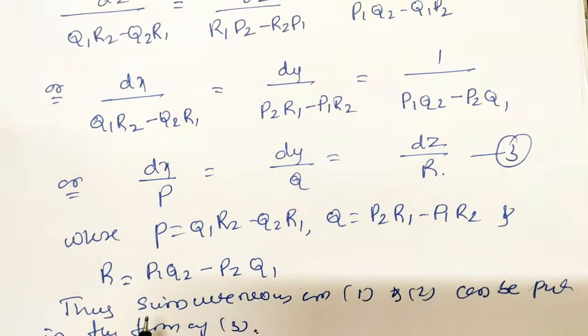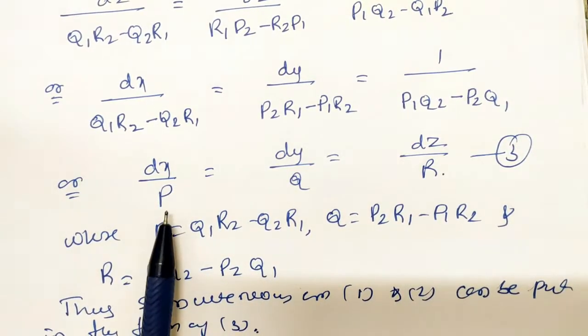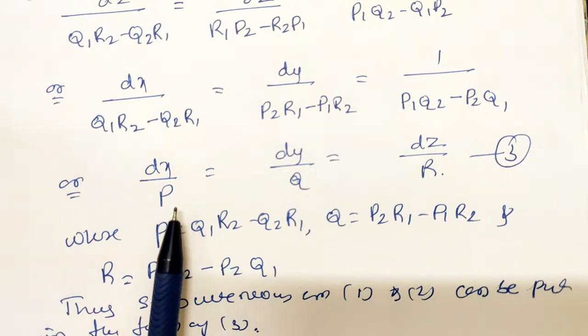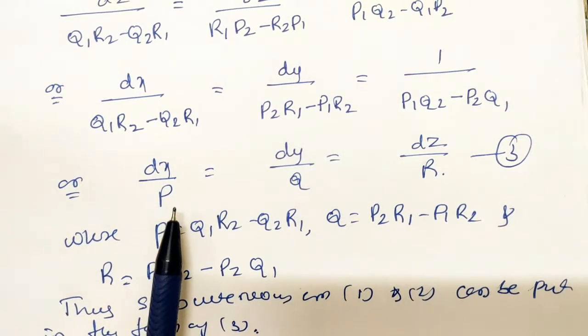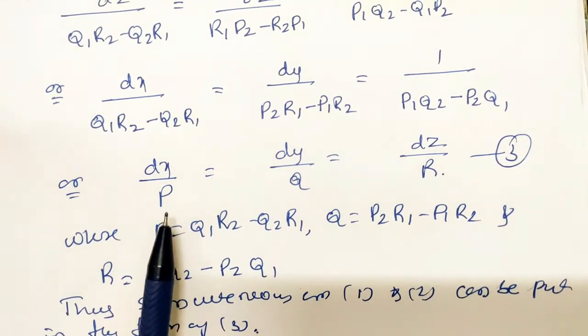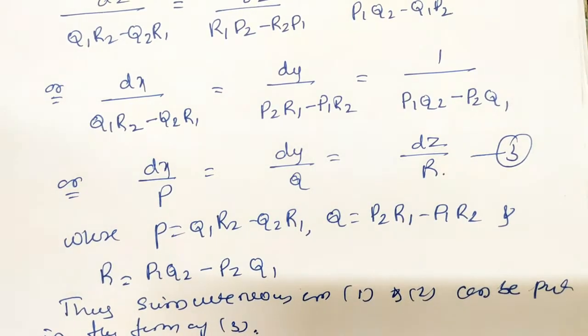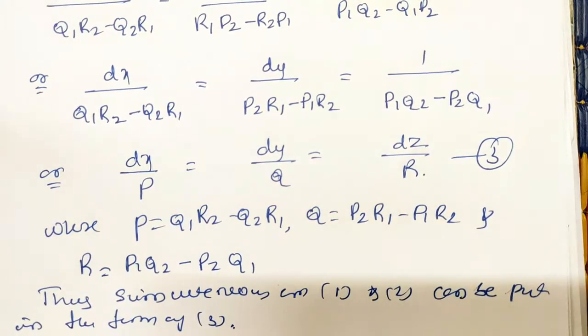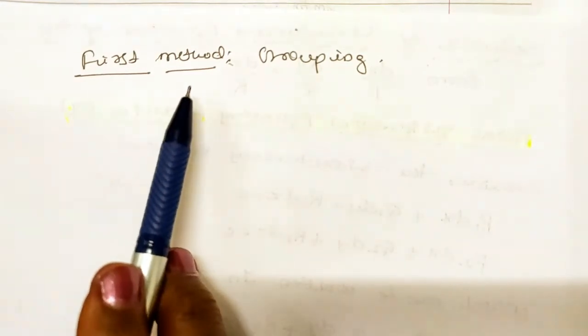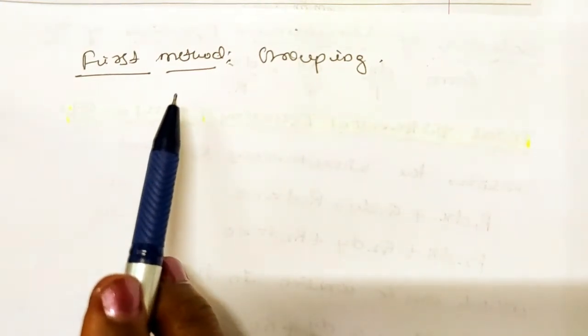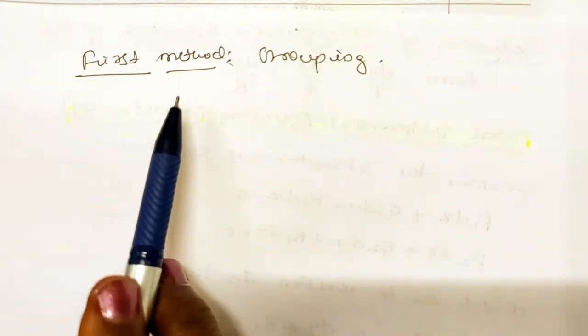So this is also one of the forms of a simultaneous equation. To solve this equation we have two methods. Let us study these two methods. Let us take the first method. The first method is the method of making groups, that is, grouping.